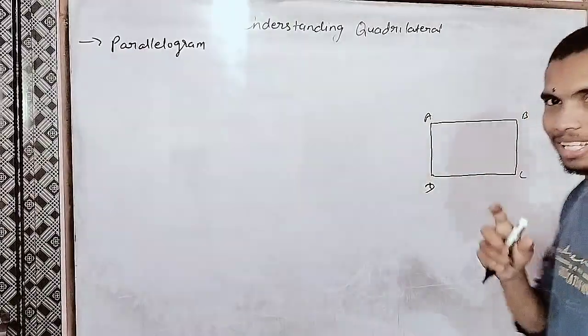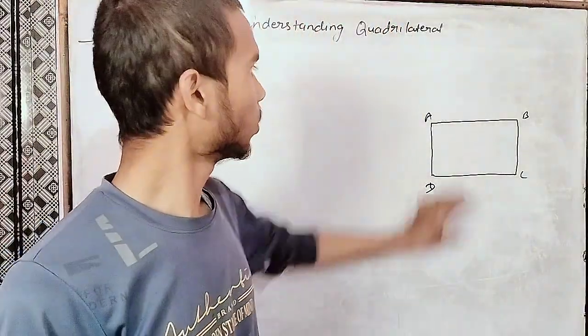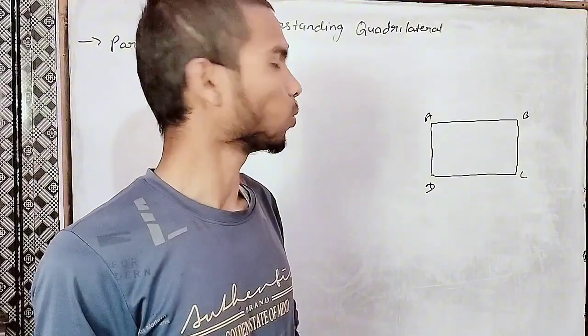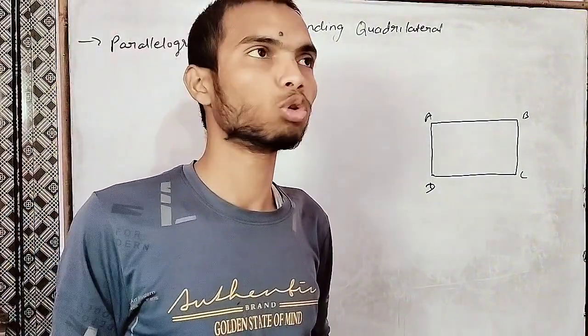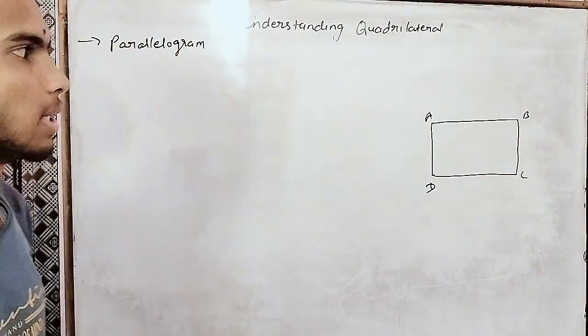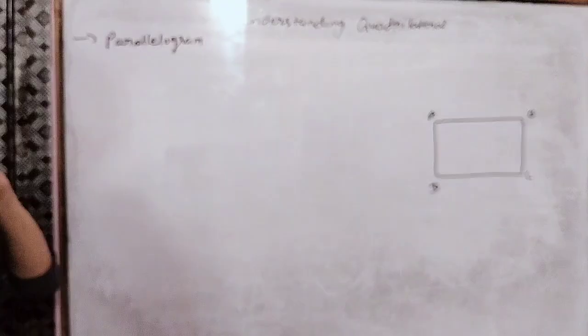Okay, so did you understand? We will observe two parallel lines. How many? Two parallel lines, 1 and 2. And you can say two pairs of parallel lines. One pair and second pair. Clear?